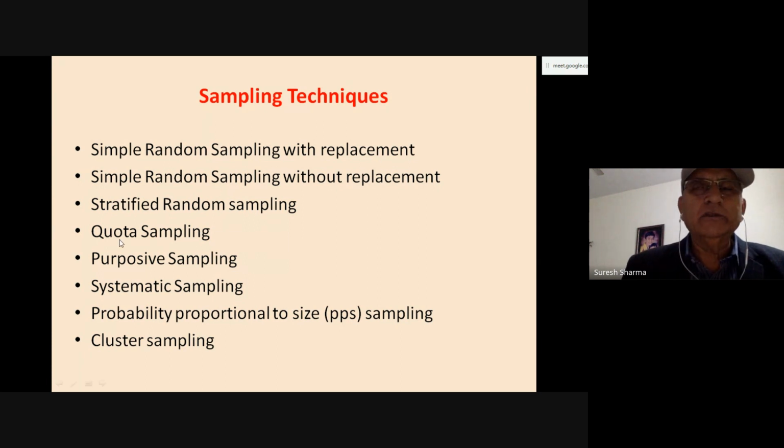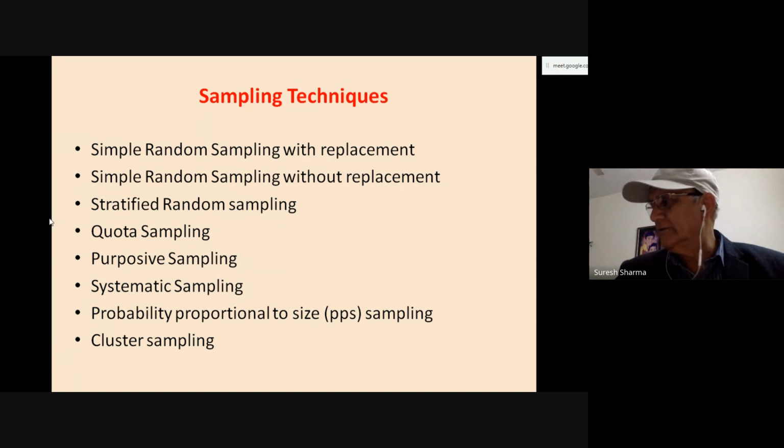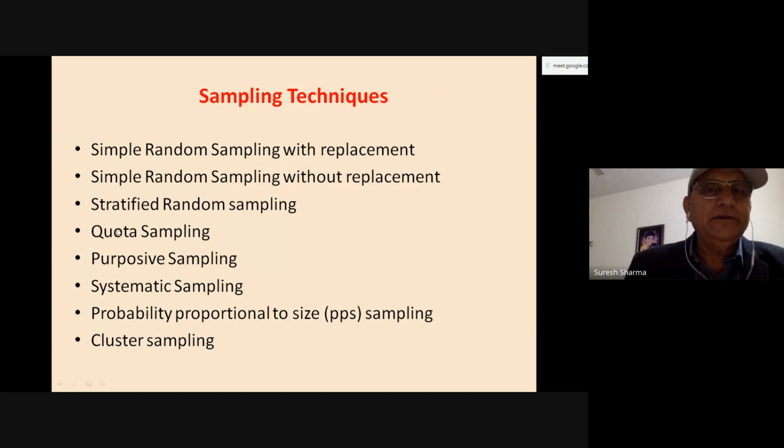But you cannot take more than 50% for SC/ST. You cannot take more than 5% for defense, not more than 2% for handicap. So these quotas are already fixed, right? So that's why this is called quota sampling. So sometimes we need to look at the sample from the quota sampling.